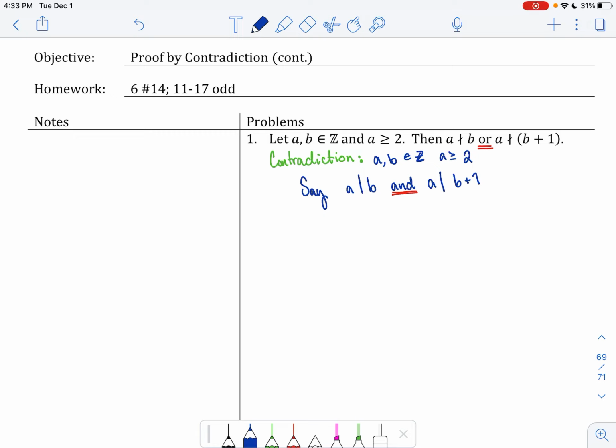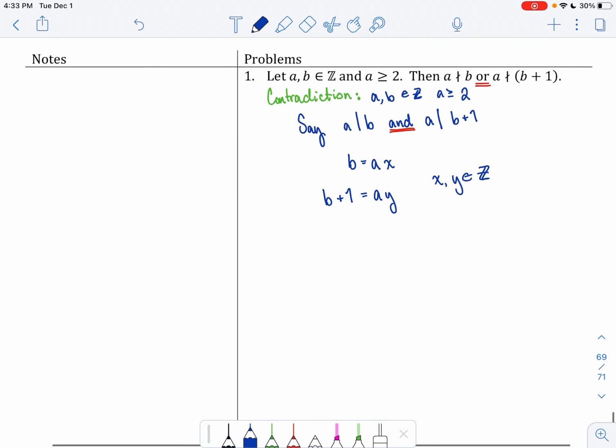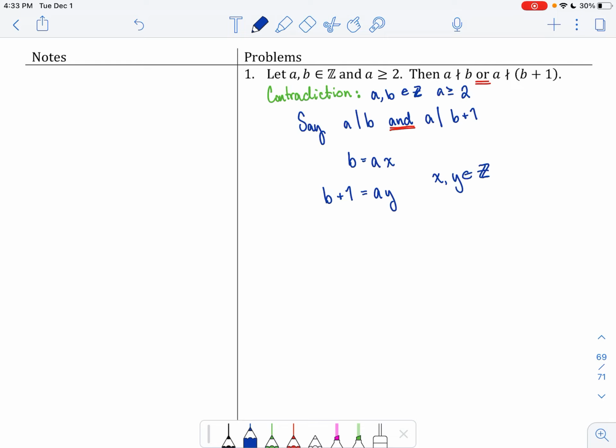So what we can then say is since a divides b, then b is equal to ax, and since a divides b plus 1, we can say b plus 1 is equal to ay, where x and y are integers. From there, one thing that we want to try to do is arrive at some sort of logical fallacy. So this is where we're going to start maybe doing a little playing around. That doesn't mean you know exactly where things are going to end up, but we're going to work with that.